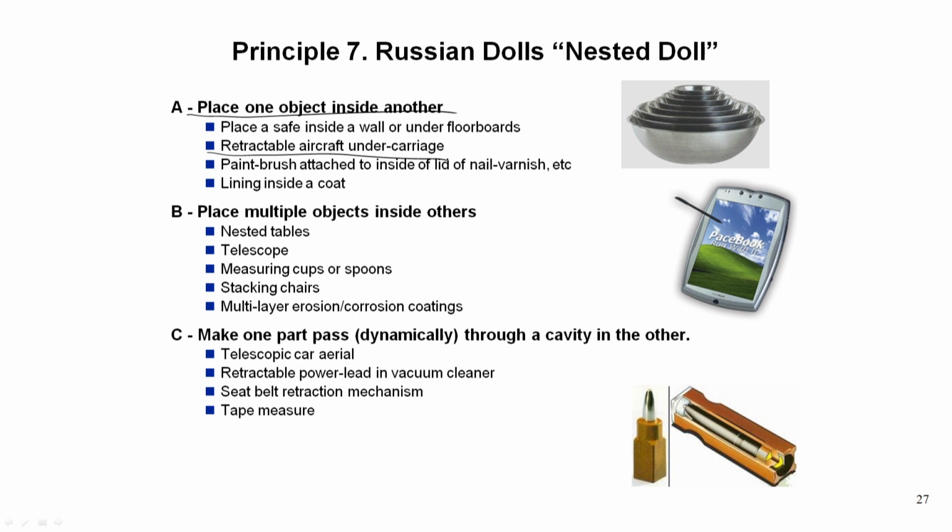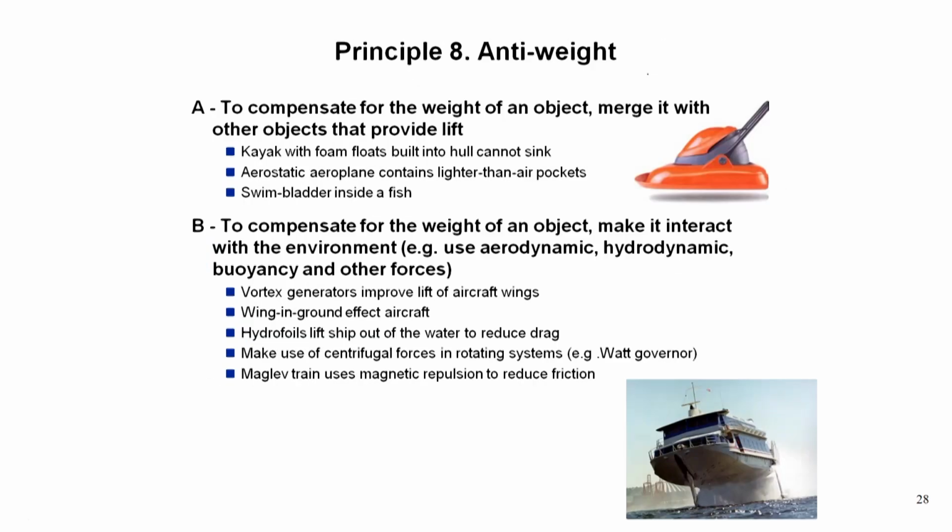Make one part, this is interesting, pass dynamically through a cavity in the other, like a telescopic car aerial. So, one part goes into the other, or a retractable power lead in a vacuum cleaner, or the seat belt retraction mechanism, tape measures, where one part of the tape goes inside the other and folds. So, these are all principle 7, Russian dolls.